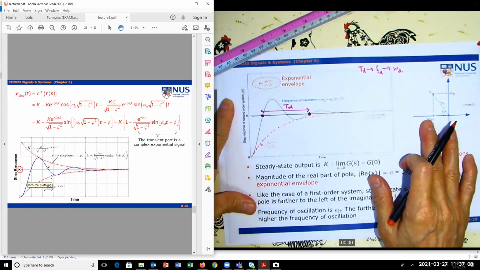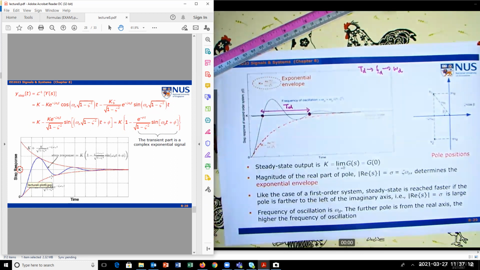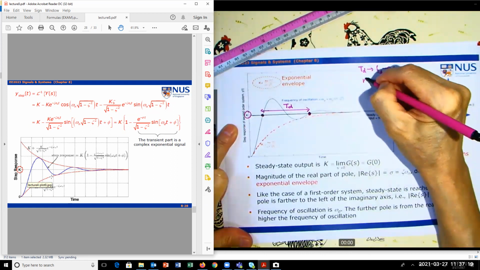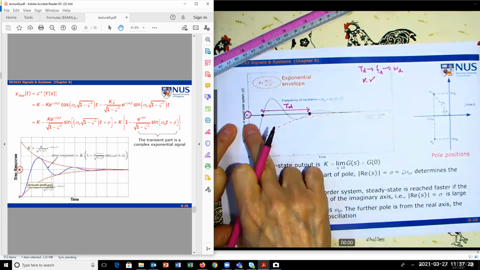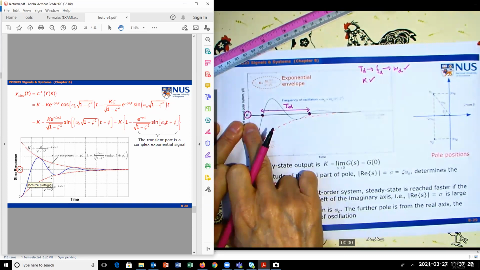So you see that the final value is K, right? The final value over here. We know K. K is known because it's drawn here. If the graphs are all labeled, K is known. So now we know omega D. K is known, right? All right, everyone? K is known, right?